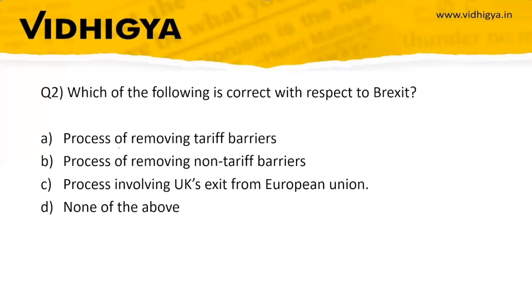Now another, second question: which of the following is correct with respect to Brexit? Option A, Brexit is the process of removing trade barriers. Option B, process of removing non-tariff barriers. Option C, process involving UK's exit from the European Union. Option D, none of the above. The correct option is option C, process involving UK's exit from the European Union. So tariff and non-tariff barriers are related to FTA; these are trade barriers.